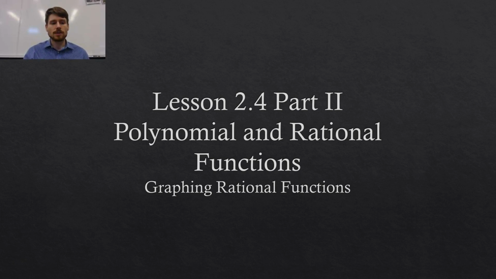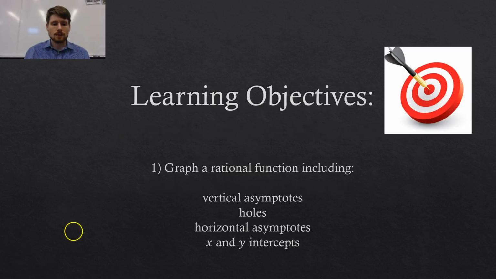So we'll look at a couple of different examples. That's mainly what this is going to be, me going through lots of examples of graphing rational functions. Let me go ahead and give you the steps to graph a rational function. The learning objective is to graph a rational function, including vertical asymptotes, any holes, horizontal asymptotes, and the x and y intercepts. So these are all general things you want to show on the graph of any function if they exist.